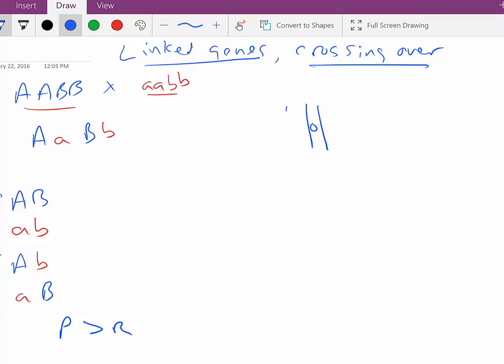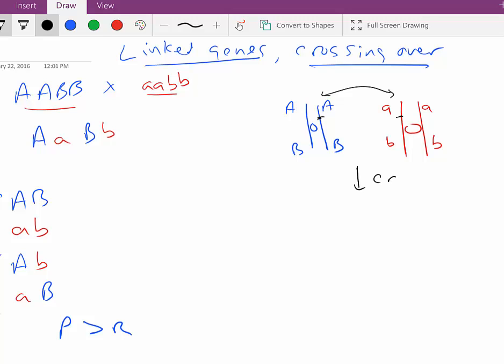So if we get this chromosome from one parent, and we get this chromosome from another parent, and the genes are on the same chromosome, we can get what's called crossing over between these two things. So what we're actually going to do is break this chromosome and break this chromosome, and then switch these pieces of the chromosomes at the end.